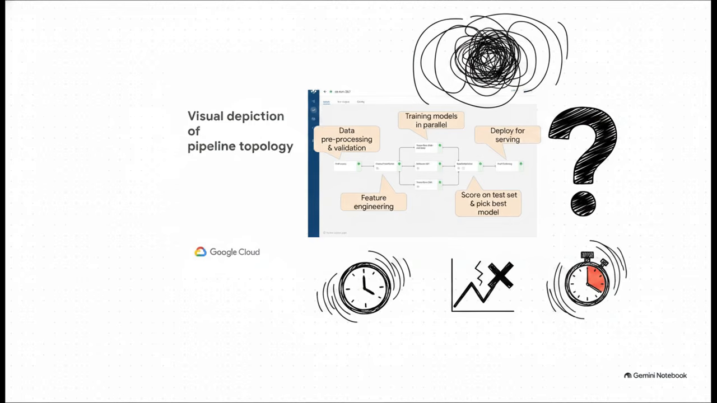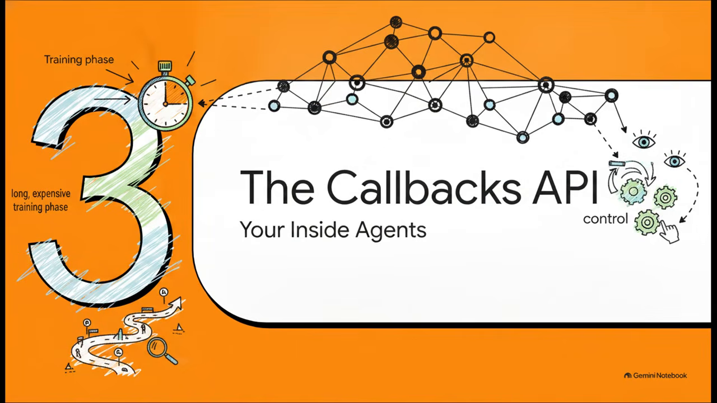Once you trigger it, especially on those massive datasets, it might run for hours or even days. Without the right tools, you have absolutely zero insight into what the model is doing internally until the very end. I mean, if a model's loss explodes early on, you won't even know until you've already wasted all that precious compute time. Which brings us to Section 3, Enter the Callbacks API.